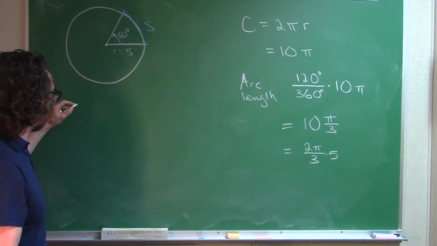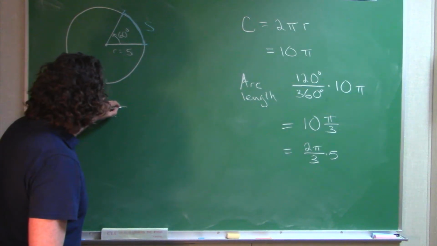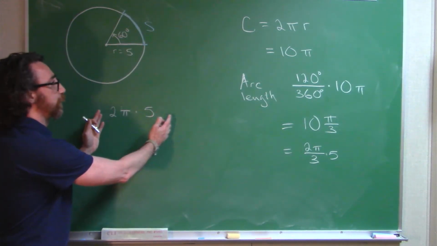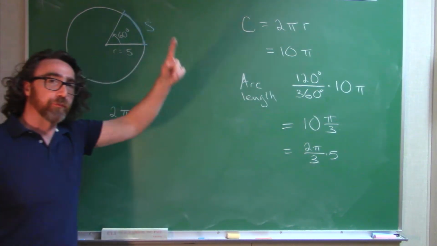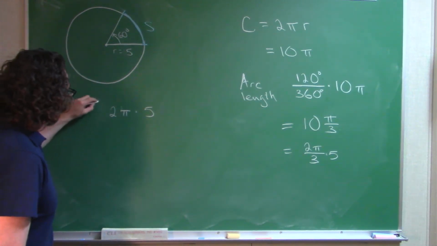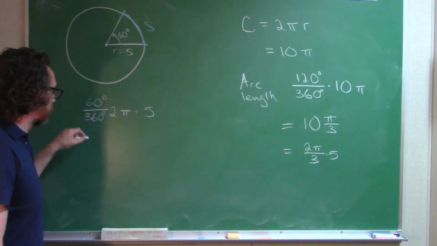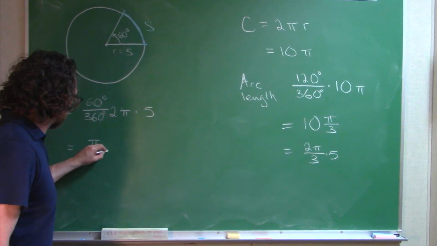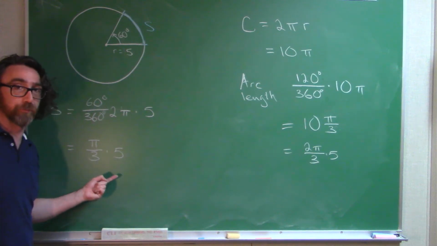We'll do the same thing here. I'll take 2 pi r. Now r I know is 5, and 2 pi r is coming from the circumference of the circle. And then I take a proportion. How much of the full 360-degree revolution have I done? This would be 60 over 360 degrees. So this is 1/6. So pi over 3 times 5.